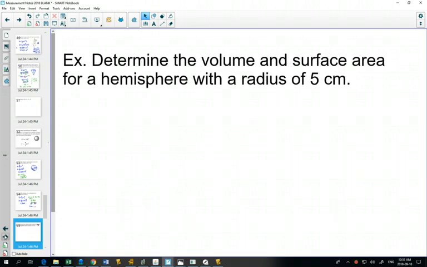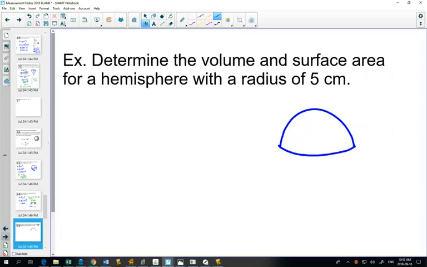What's a hemisphere? Half of a sphere. How would you draw a hemisphere? Half a circle. So I'll start with half a circle. And then, if you draw that oval idea on there, can you see a hemisphere now?